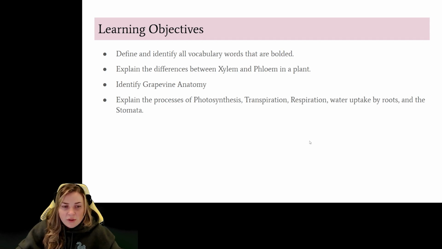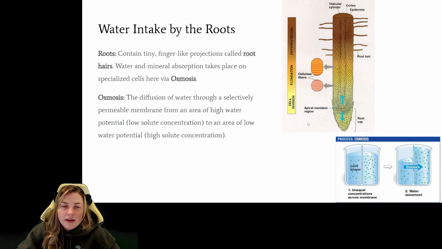Okay, lovely. And then we have our learning objectives. There are only a couple dots here, but all you need to know is to identify the vocabulary words that are bolded, explain the difference between xylem and phloem, identify the grapevine anatomy that we went through, and be prepared to briefly explain the process of photosynthesis, transpiration, respiration, water uptake by roots, and the stomata. So that should hopefully not be too bad for you guys.